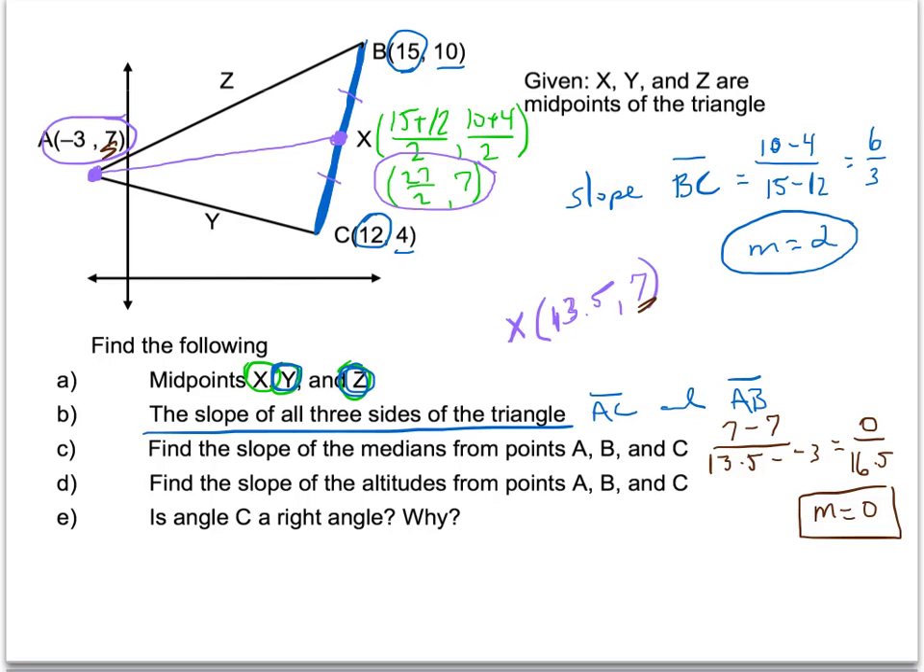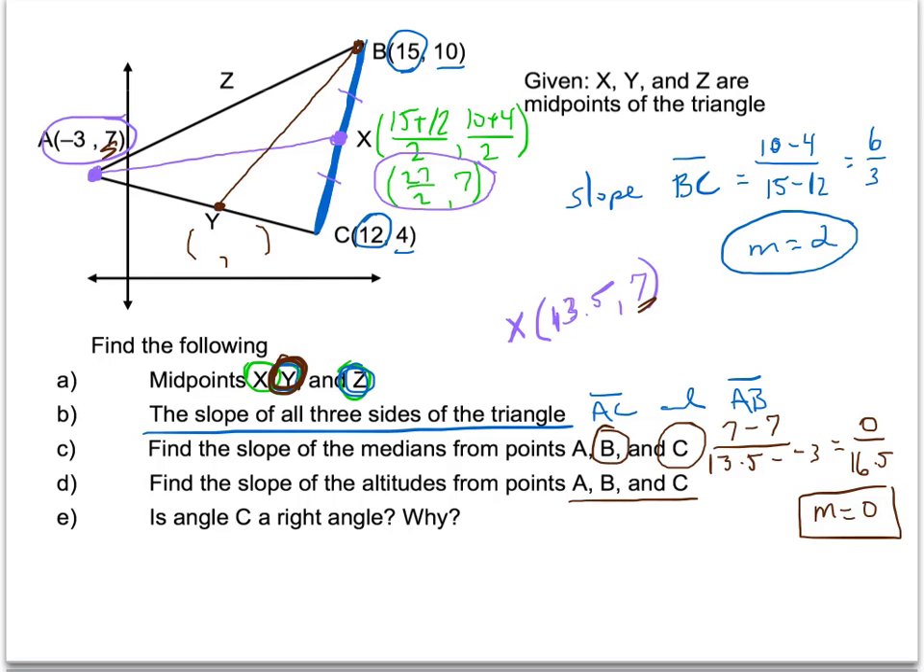Now, I want you to find the slope of the median from point B and from point C. So from point B, you're going to go obviously to point Y. So in order to do that problem, you have to find Y's midpoint, which you should have already done for part A. You're going to have some organization in this problem. Part D, find the slope of the altitude from points A, B, and C.